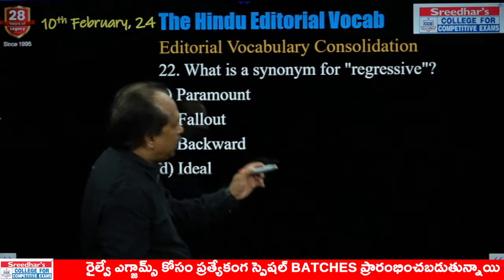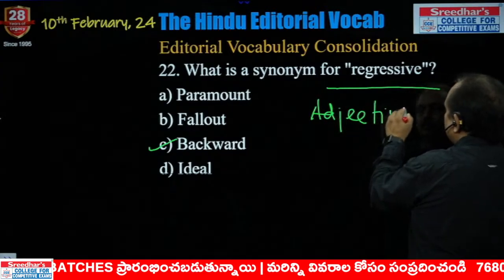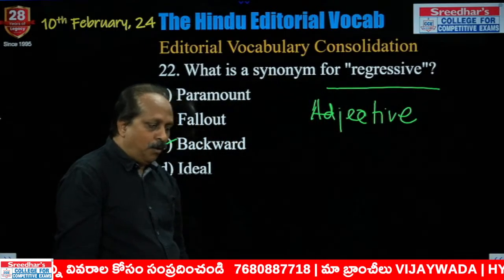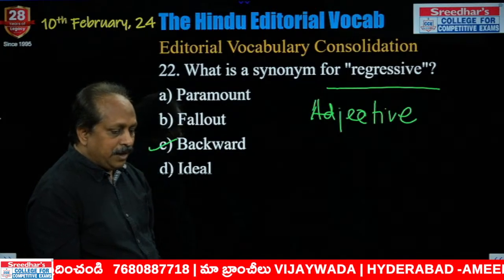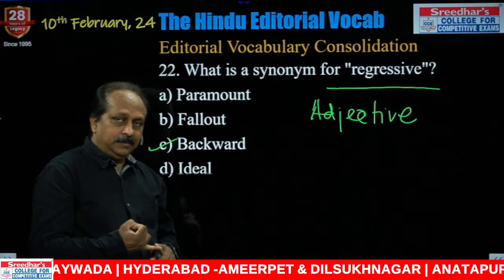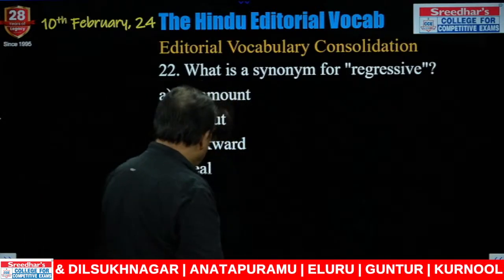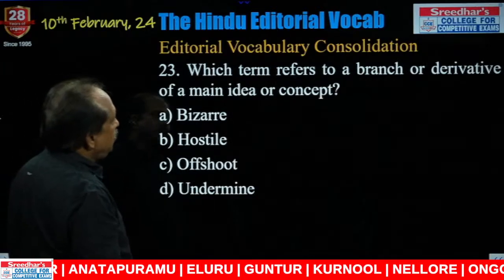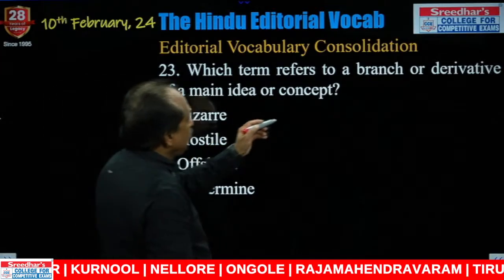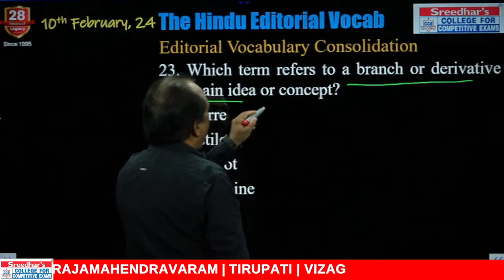What part of speech is it? Regressive. This is also adjective. Regress is a verb form. Regress, verb. Regression, noun. Very good, Vinay. Write the parts of different word forms. Regress, verb. Regression, noun. Regressive, adjective. Question number 23. Which term refers to a branch or derivative of a main idea or concept? Refers to a branch or derivative, something that comes out of a main idea or concept.